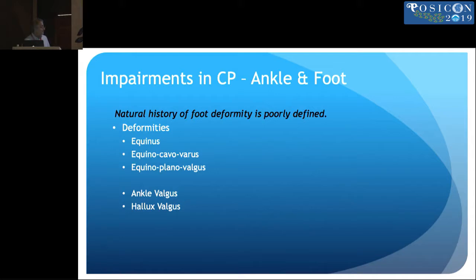Now I'll come to the foot because we are short of time. I have skipped a lot of stuff, but then, 15 minutes. Natural history of foot deformity is poorly defined. Primarily, you have to look at three kinds of deformities: equinus, equinocavovarus, equinoplanovalgus. These are secondary: ankle valgus and hallux valgus. However, because equinus is mostly soft tissue surgery, we will not touch upon that. We will touch on these two and the hallux valgus.